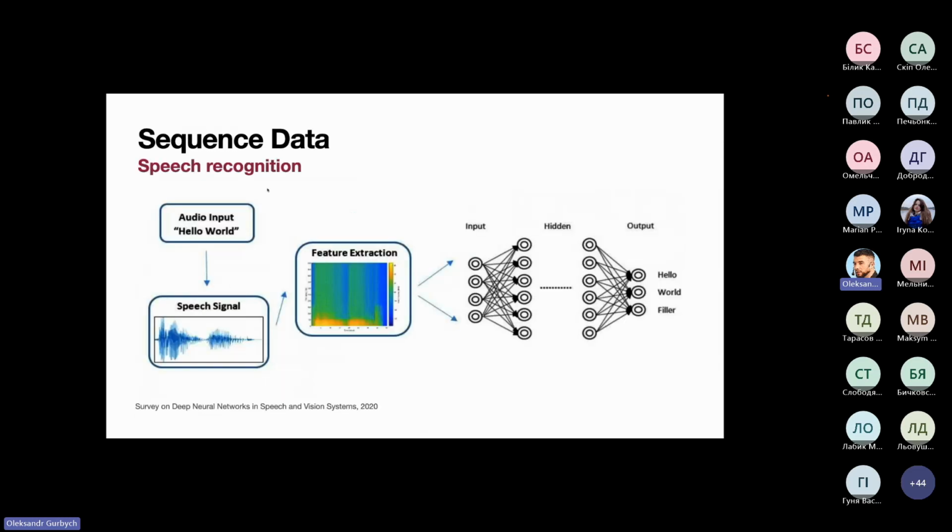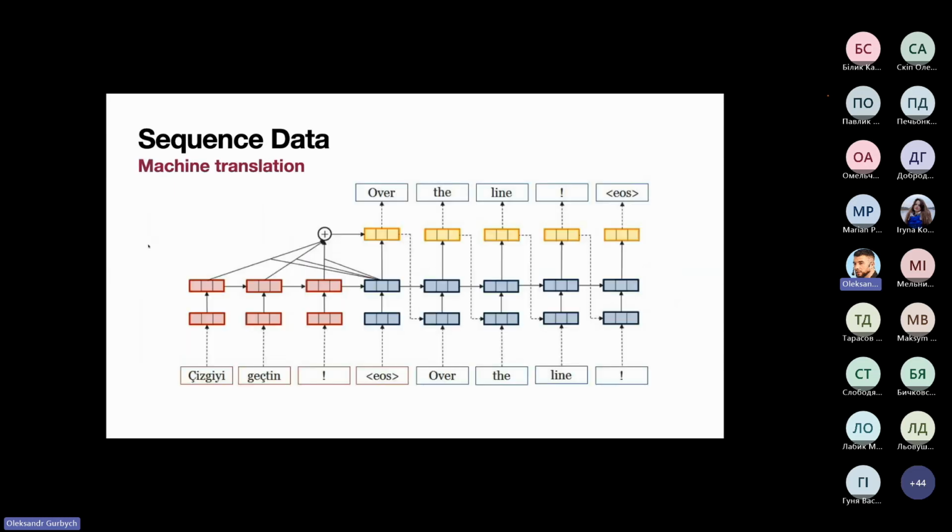RNN models can perform speech recognition. Here you can see how speech is transformed to a histogram of frequencies, and then passed to a recurrent neural network, which outputs text. Again, that's the result of a paper.